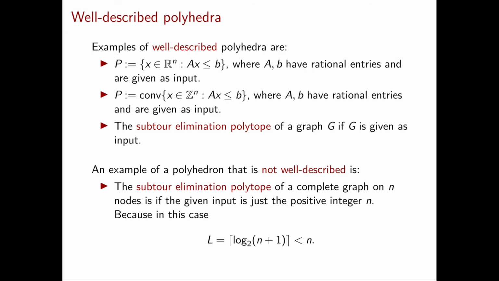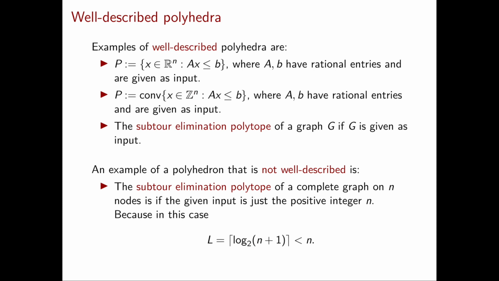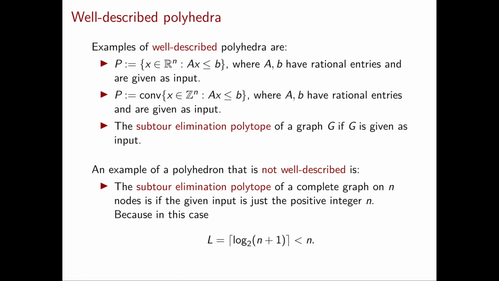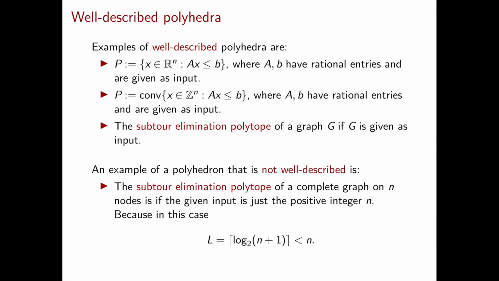Finally, an example of a polyhedron that is not well described. This is the example that we saw immediately after our proof of the theorem. It is the subtour elimination polytope of a complete graph with n nodes if the input is just a positive integer n. In fact, this is the example that in a sense gave us the intuition to define well-described polyhedra. And so we should check that this polytope in fact is not well described. And this is indeed the case because the input size is log n, which is clearly strictly smaller than n. So the first condition is already not satisfied.